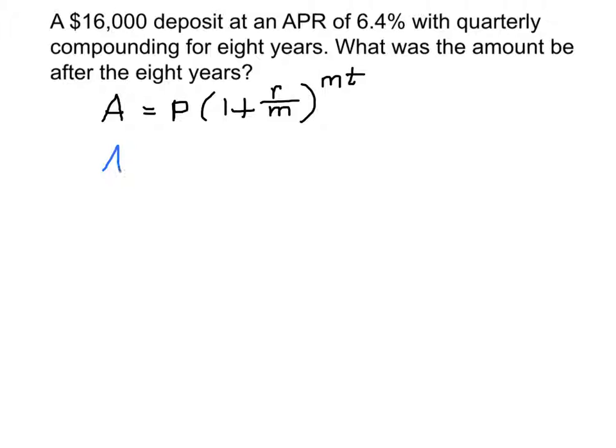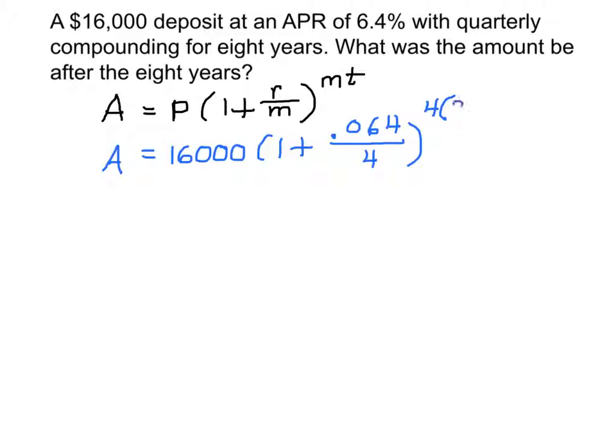Let's change color to blue here. And the amount is the principal. The principal is 1,600 times 1 plus a rate of 6.4%, which is 0.064. And the number of times per year is 4 because it's quarterly. And this is raised to 4 times the number of years, which is 8 years.